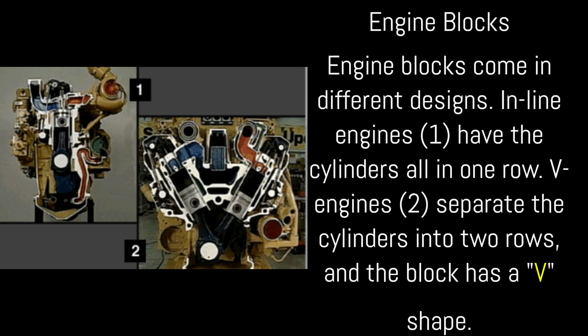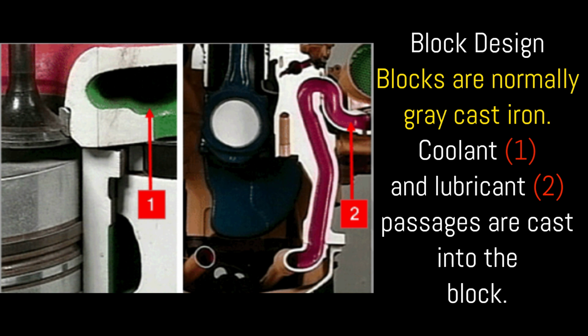Engine blocks. Engine blocks come in different designs. Inline engines have the cylinders all in one row. V engines separate the cylinders into 2 rows, and the block has a V shape. Block design. Blocks are normally gray cast iron. Coolant and lubricant passages are cast into the block.